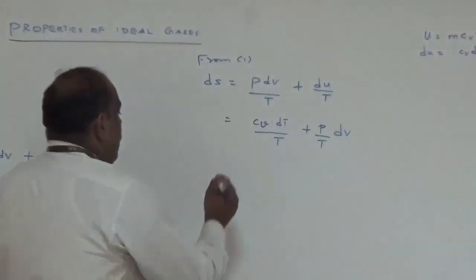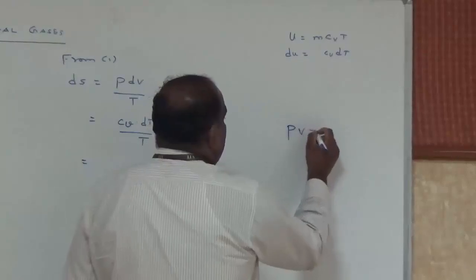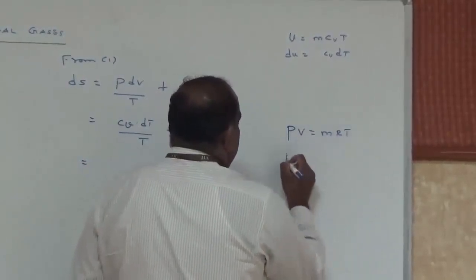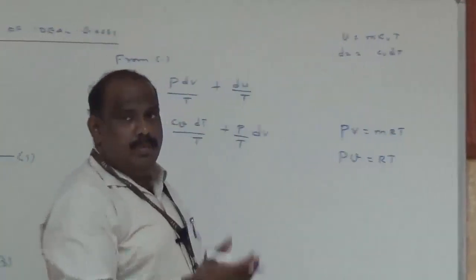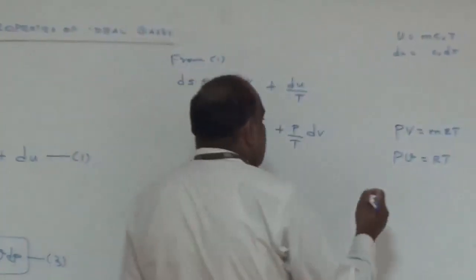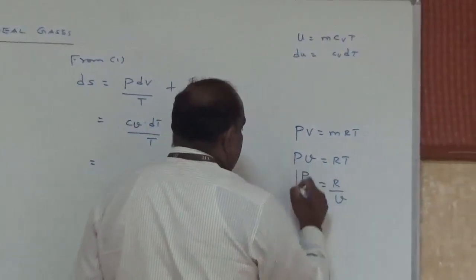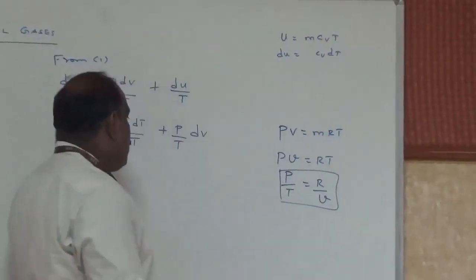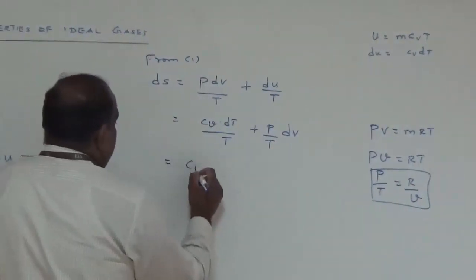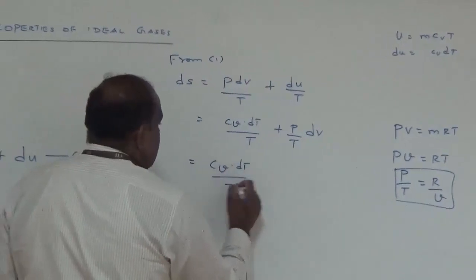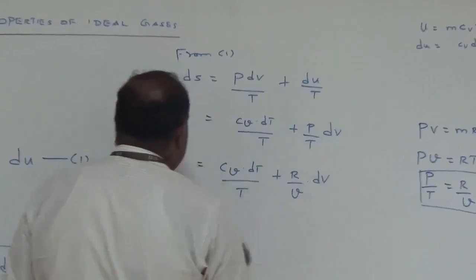Now, what is the ideal gas equation? PV equal to mRT, or P into small v equal to RT. What does small v mean? Specific volume, the volume occupied by unit mass. So from this, what is P by T? P by T will be equal to R by v. Substitute P by T as R by v. So dS equal to Cv into dT by T plus R by v into dv.